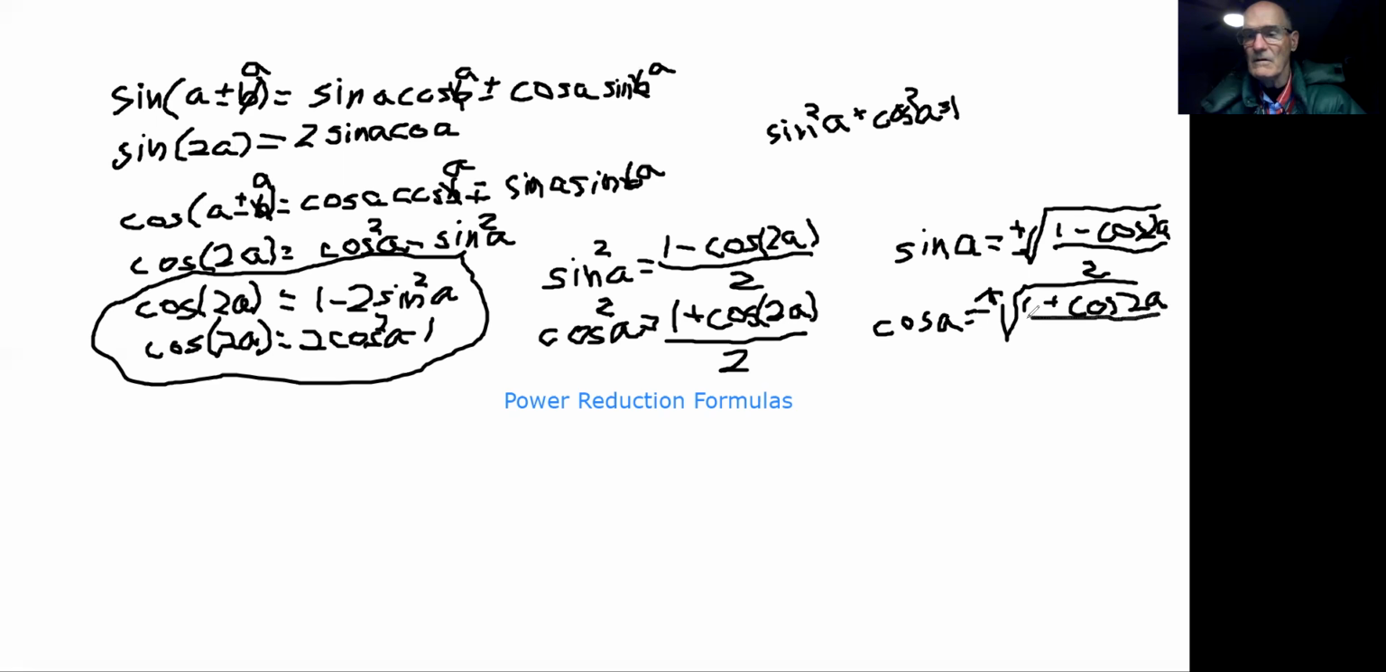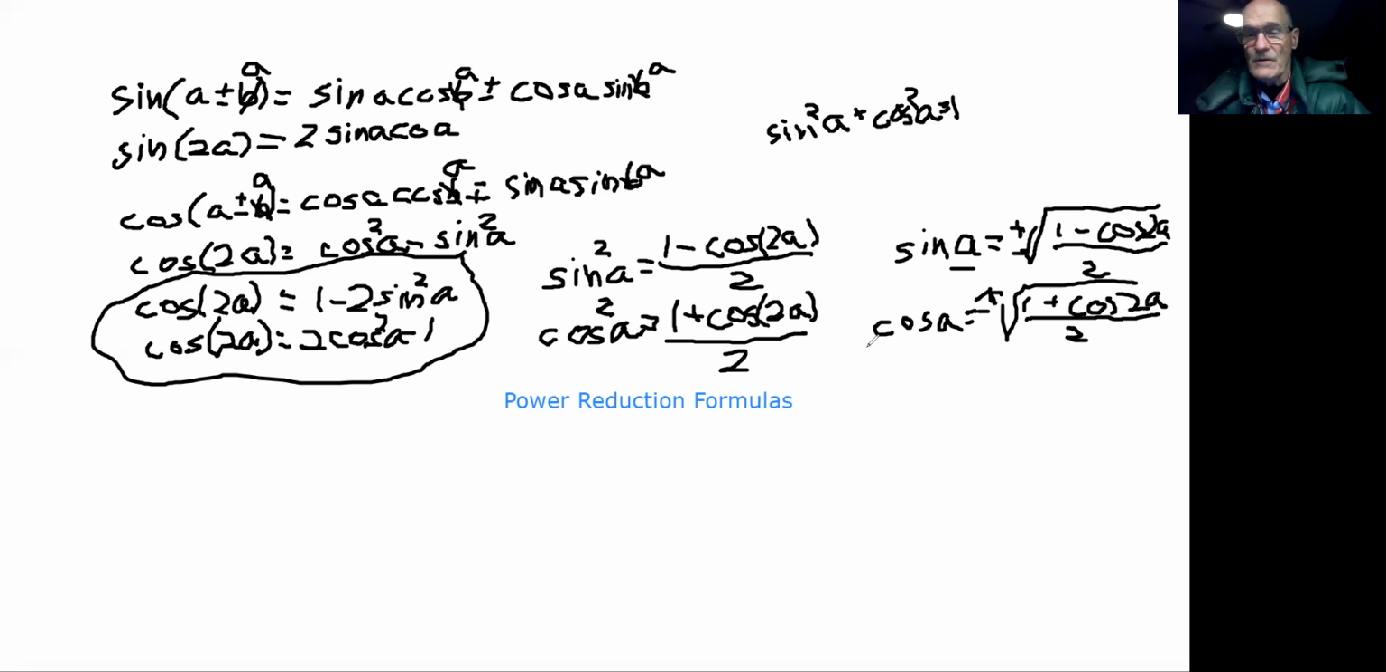Now, in your textbook, they will change A to x over 2, but you notice the relationship between this angle right here and this angle over here. This is half of this one, so if this becomes a half, this becomes a whole, so you would have the sine of a over 2 equals the square root of 1 minus the cosine of a over 2. So these are the half angle formulas.